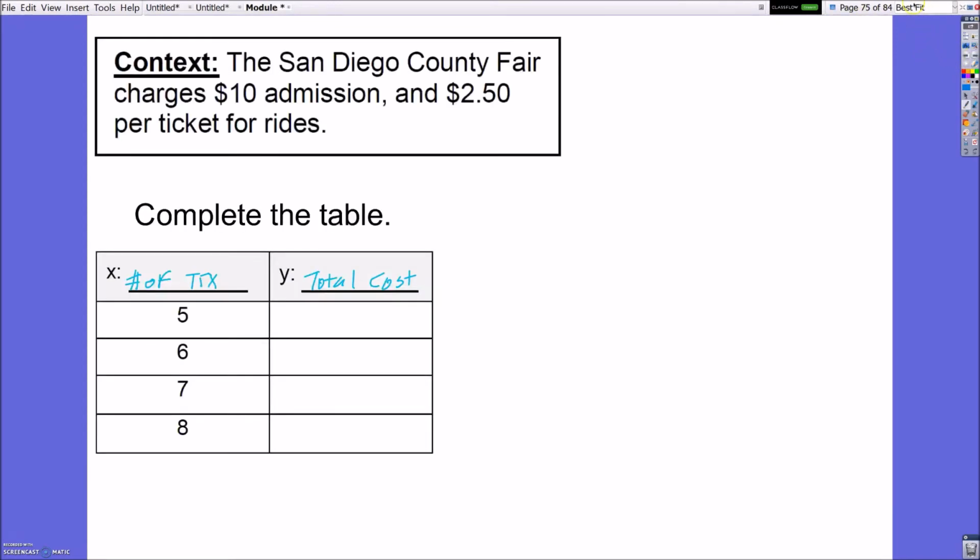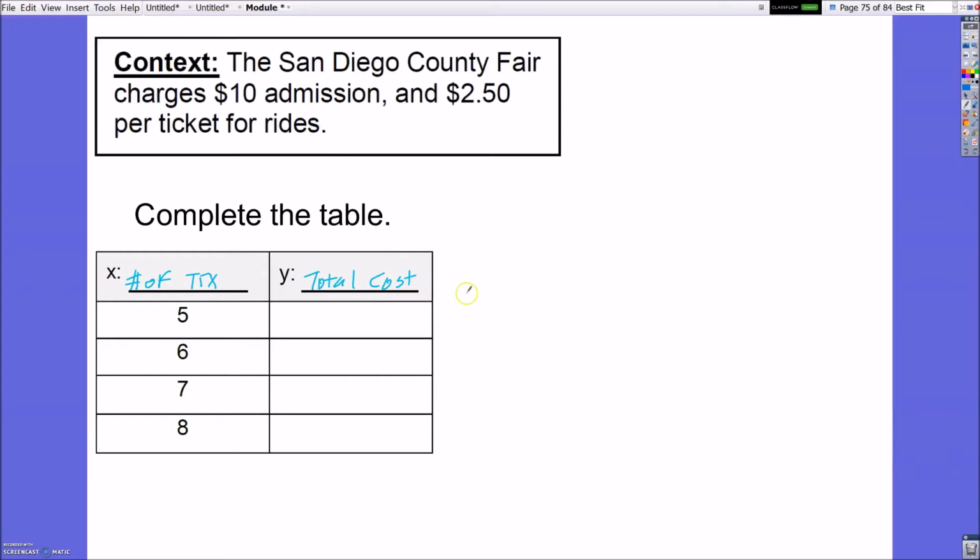Every year the San Diego Fair is in Del Mar, and there are two things you have to pay for. You have to pay to get in, and you have to pay money per ticket. You're going to use these tickets to ride rides. So the San Diego County Fair, just to walk in, even if you go on 0 rides or buy 0 food, costs $10. And then it costs $2.50 per ticket. You use these tickets to go on rides.